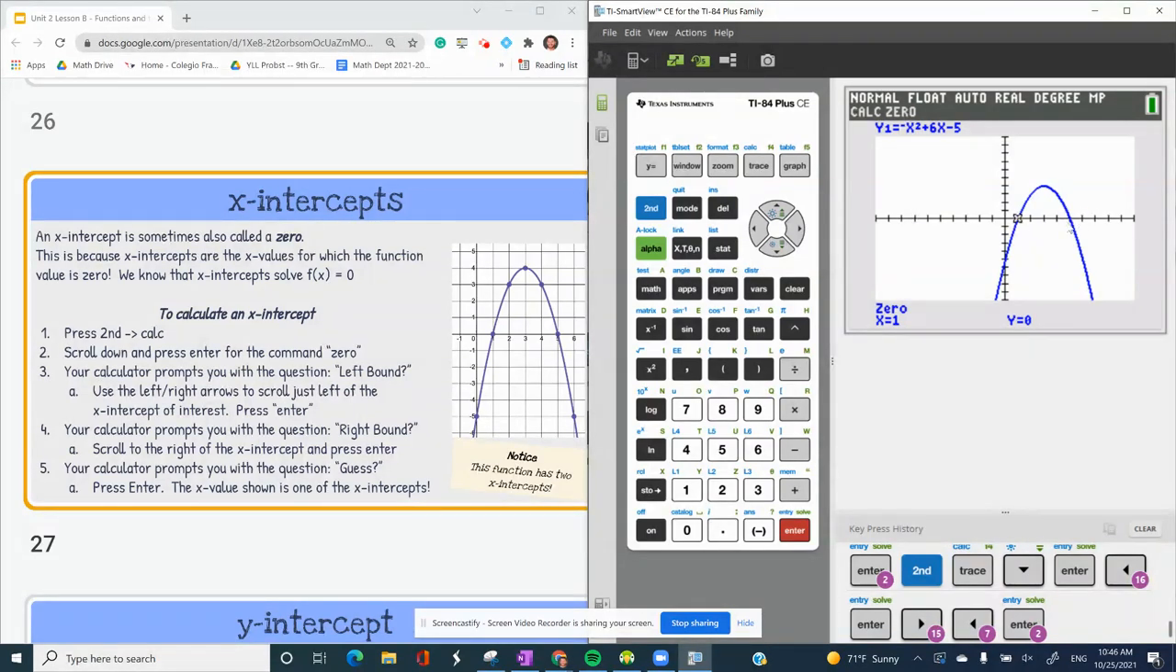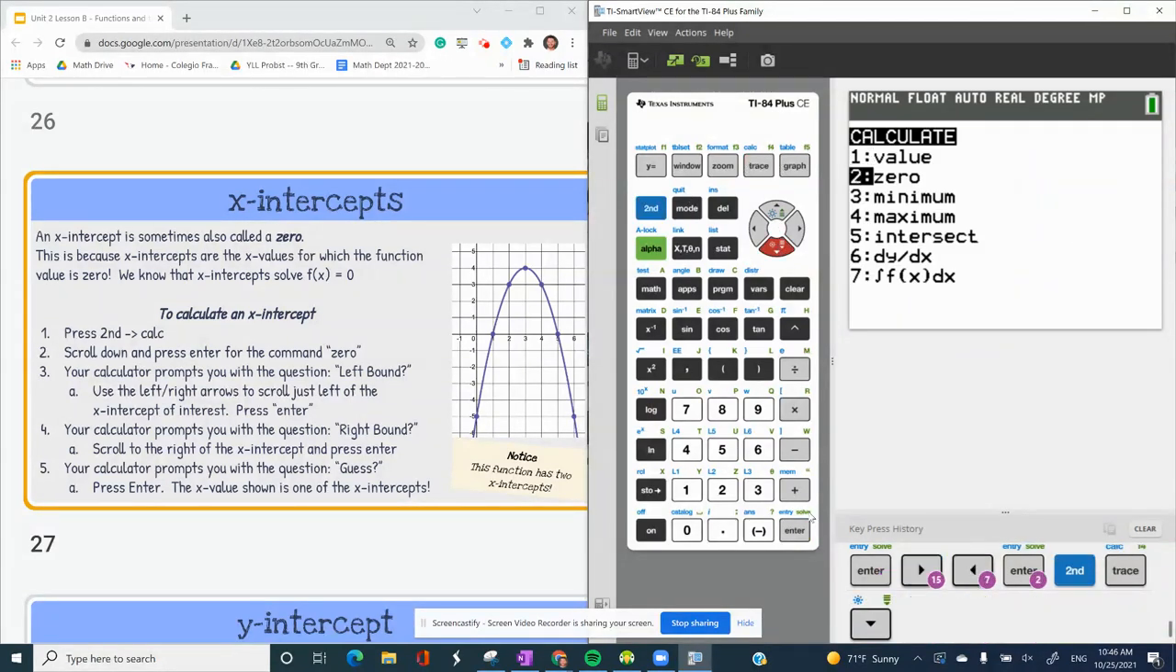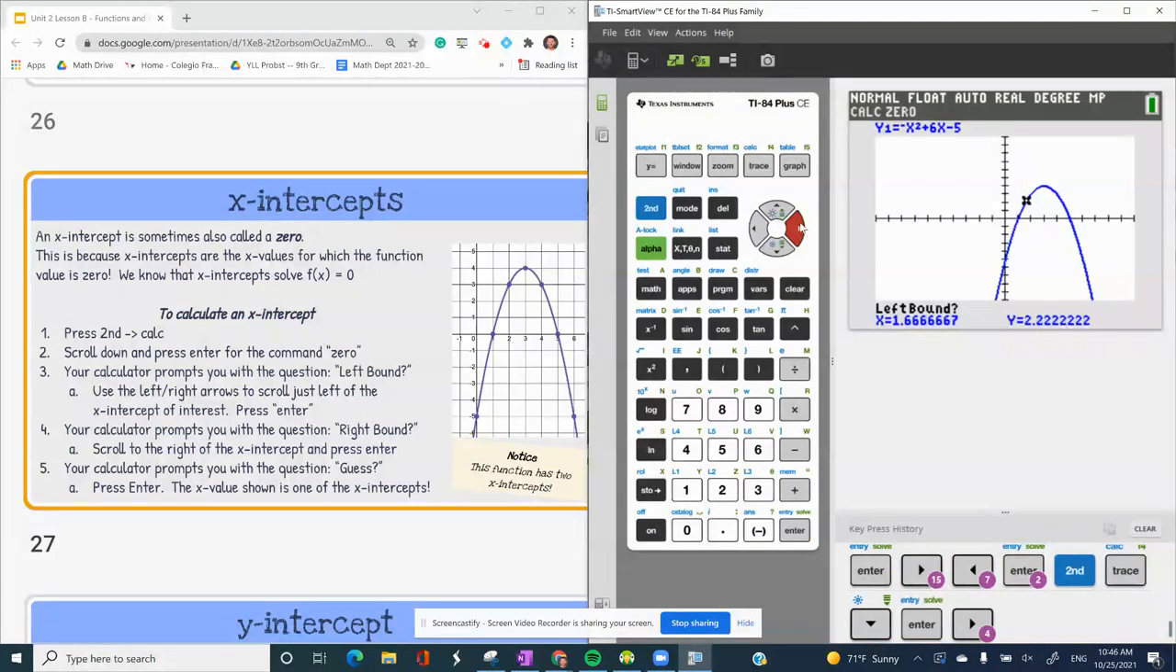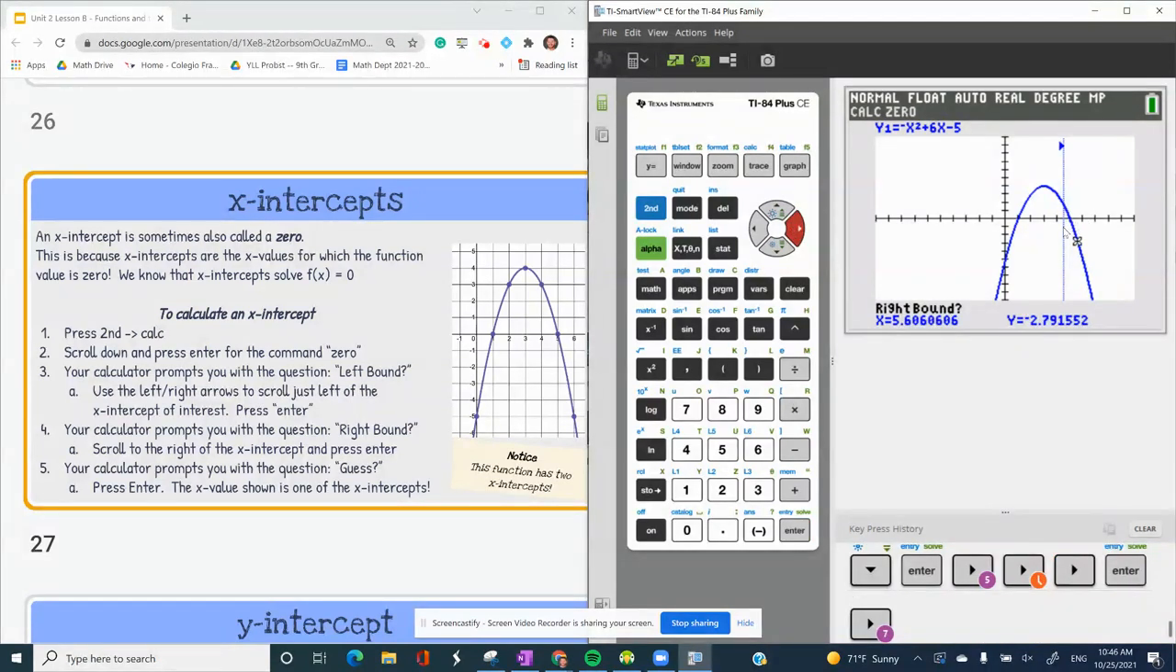And you could do the same thing for the other intercept. We can go back to second, calc, 0. But now left bound, we have to go to the left of the intercept. So that's left bounding. Enter. Right bound, we go a little bit to the right of the x-intercept. We hit enter. Now we hit guess, enter a third time. Boom, there's our x-intercept of 5. So it's really simple to go through and find x-intercepts or maxes and mins by just those 3 prompts: left bound, right bound, guess.